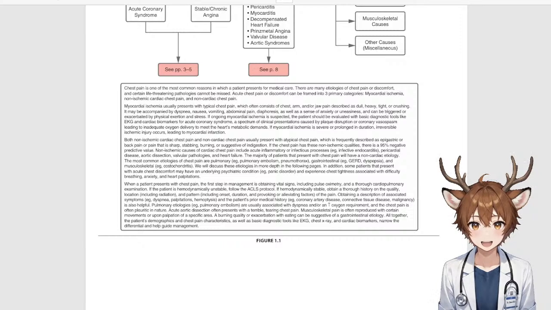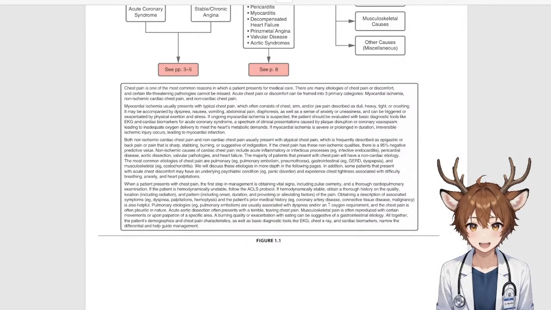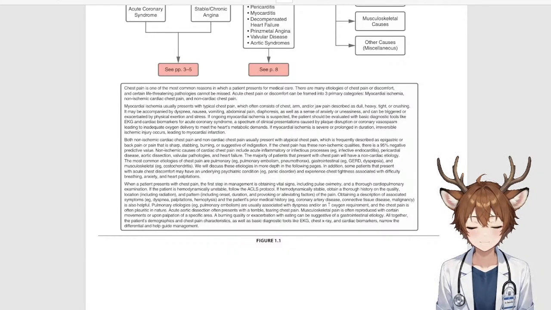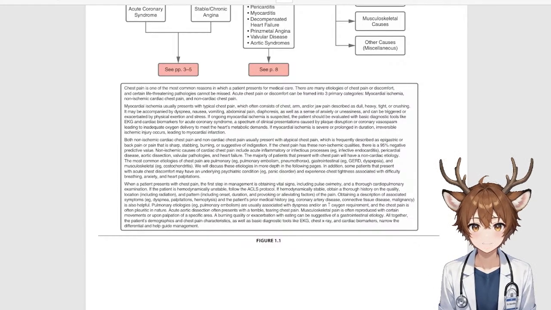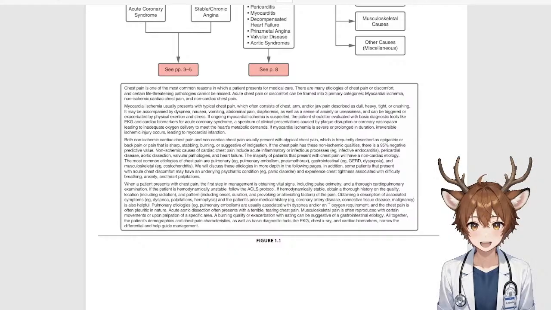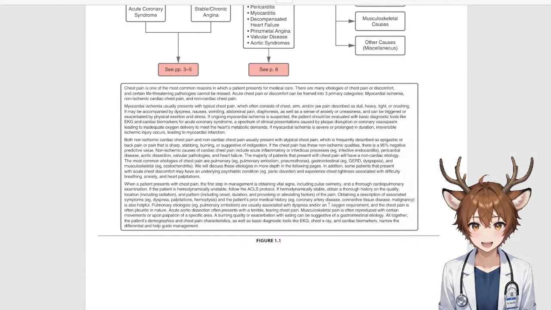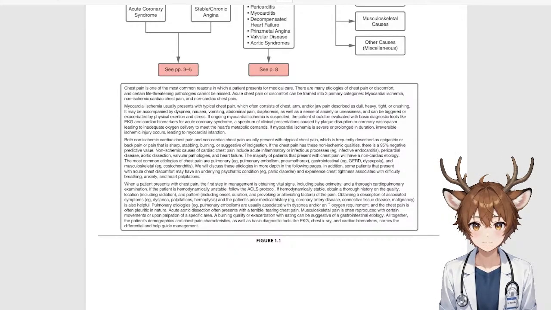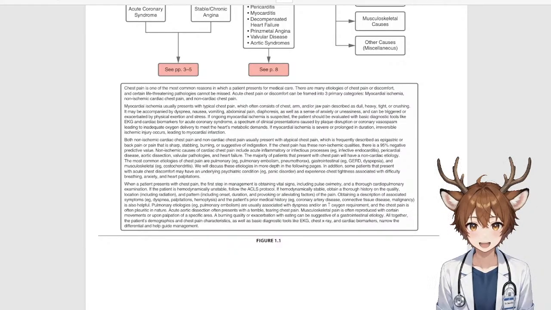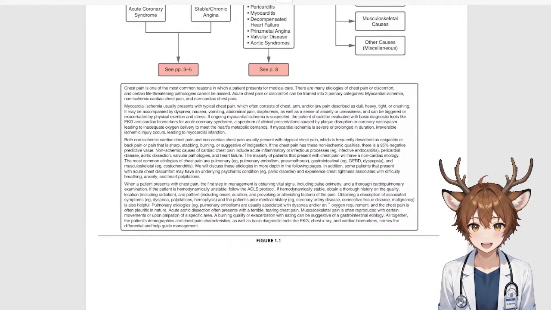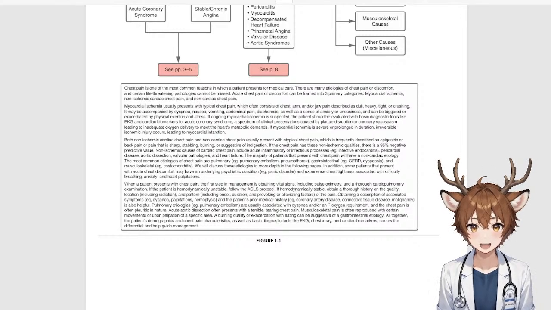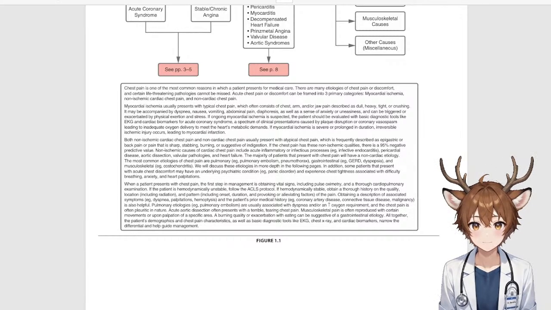When a patient presents with chest pain, the first step in management is obtaining vital signs, including pulse oximetry, and a thorough cardiopulmonary examination. If the patient is hemodynamically unstable, follow the ACLS protocol. If hemodynamically stable, obtain a thorough history on the quality, location, including radiation, and pattern, including onset, duration, and provoking or alleviating factors of the pain. Obtaining a description of associated symptoms, that is to say dyspnea, palpitations, hemoptysis, and the patient's prior medical history, for example, coronary artery disease, connective tissue disease, malignancy, is also helpful.